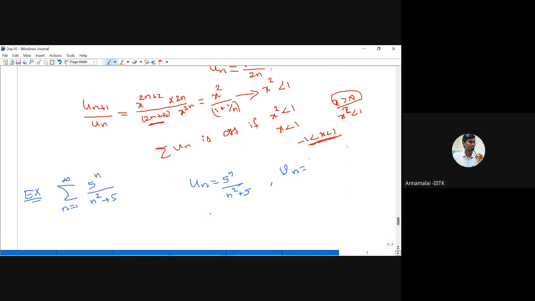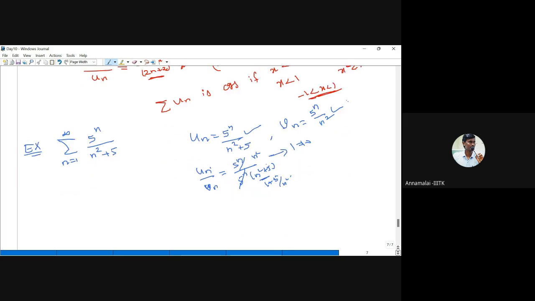Now you are choosing 5 power n by n square. Now you are finding un by Vn. So this is 5 power n by n square plus 5, and then this is n square. We can cancel this 5 power n, and take n square outside the denominator. As n goes to infinity, this goes to 1, because you can take n square outside and cancel, giving 1 plus 5 by n square. This goes to 1, a non-zero number. Therefore, if you know this converges, then that converges.